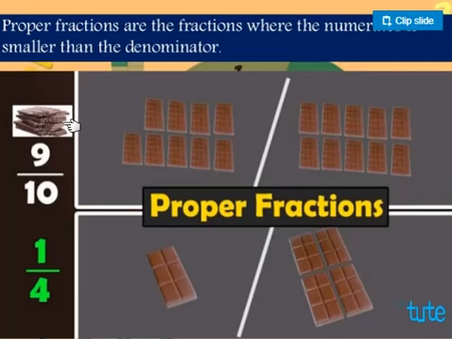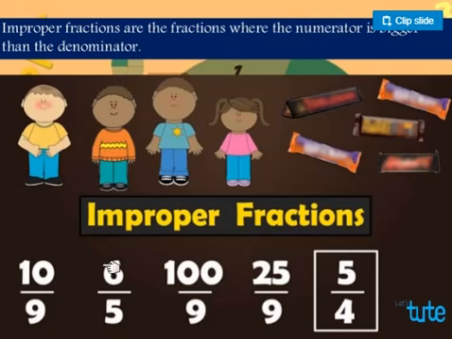Improper fractions are the fractions where the numerator is bigger than the denominator. So below are all improper fractions: 10 upon 9, 6 upon 5, 100 upon 9, 25 upon 9, and 5 upon 4. Okay?